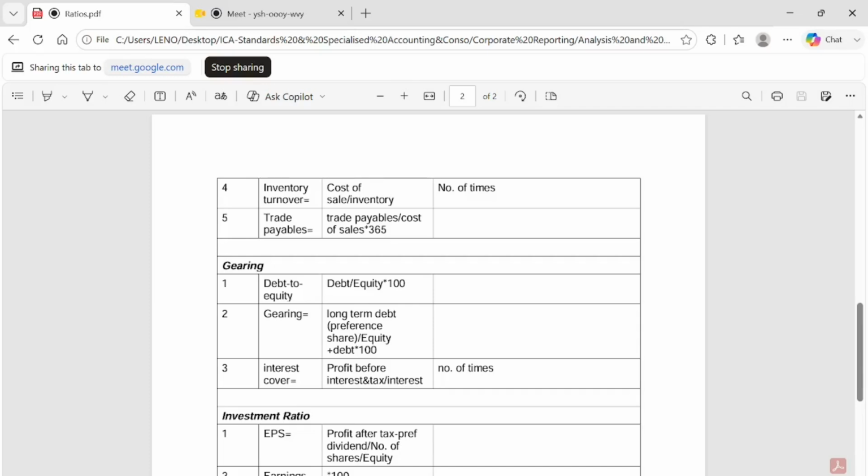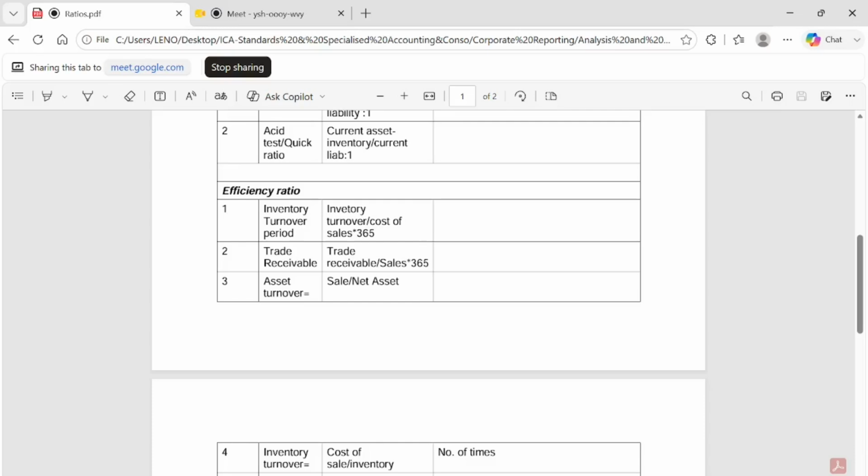No, watch it very well. Inventory turnover. You see, first one is what? The first one is inventory turnover period, right? So that means you want to know the number of days that you can turn around the inventory, right? Maybe if you have inventory of 50,000, how many days can you use to sell off the inventory of 50,000? That's what the inventory turnover period is, right?